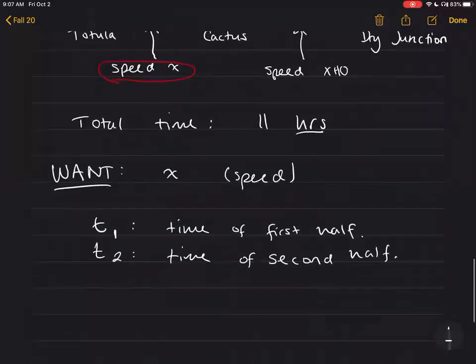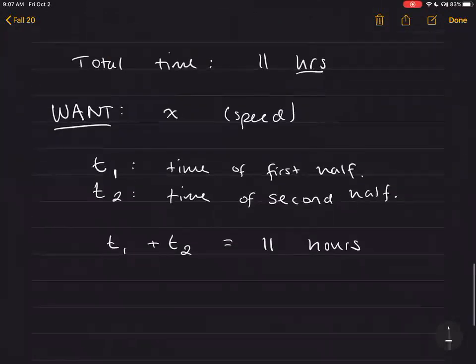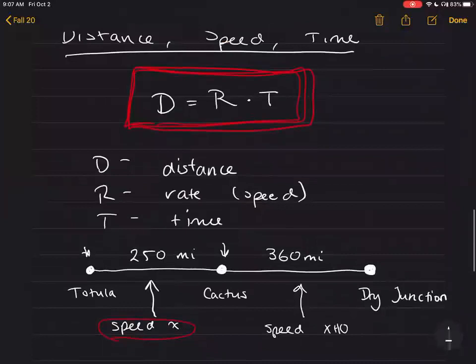And so we know that T1 plus T2 should equal 11 hours, because the total trip took 11 hours worth of time. But now this is where our formula comes in handy. We know that D equals RT. We can always rewrite this by dividing by R, dividing by T. So we can do some algebra and get that time equals distance over speed.